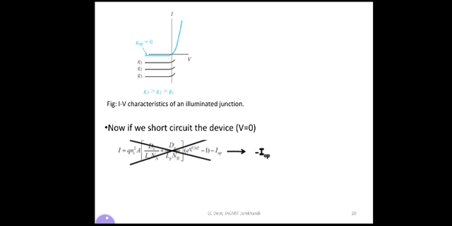So this is the IV characteristics of an illuminated junction in the photodiode. Now if we short circuit the device, that is V equal to 0, then in the current equation I, the first term gets cancelled: q ni squared A [dN by Ln Na plus dP by Lp Nd] into (e to the power qV by kT minus 1). So this term gets cancelled. The only remaining term is minus IOP.